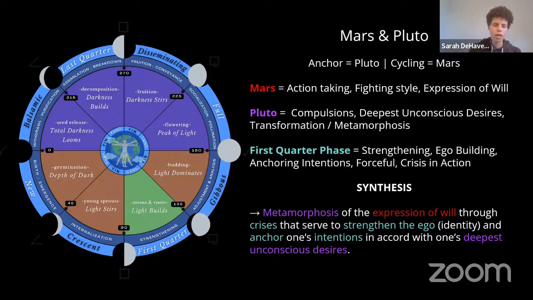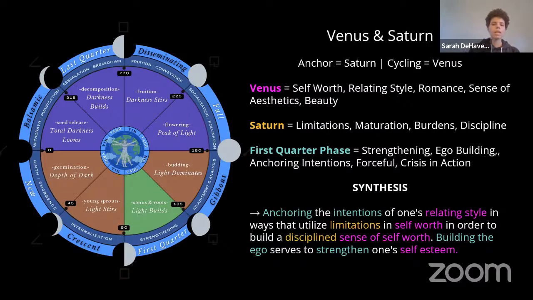Of course, just one angle on this. You can see it from so many, but this is a pretty decent foundational synthesis that may apply in many cases. Looking at the first quarter phase from the perspective of Venus and Saturn, we can see anchoring the intentions of one's relating style, Venus, in ways that utilize limitations in self-worth in order to build a disciplined sense of self-worth. Building the ego serves to strengthen one's self-esteem.